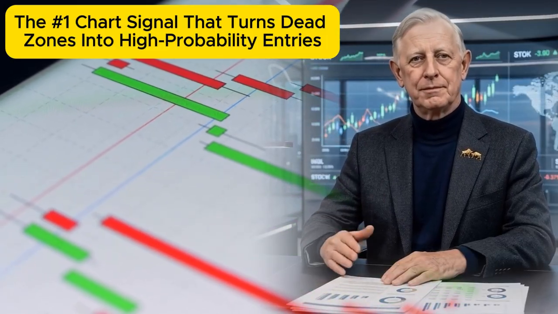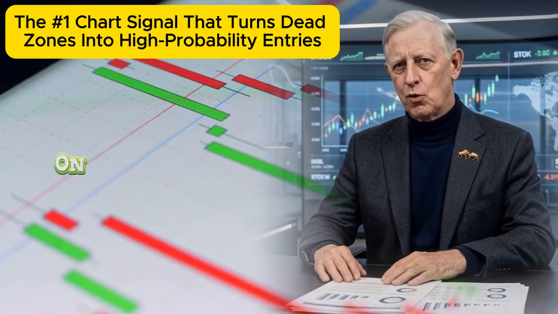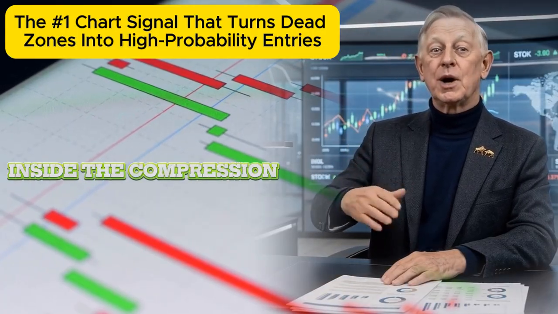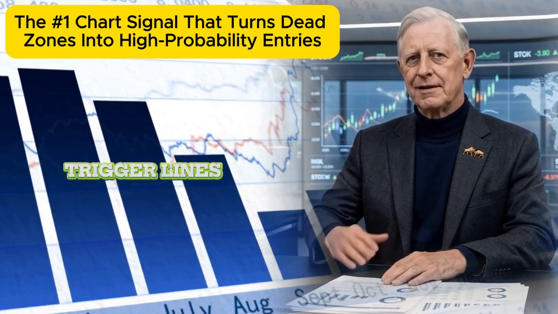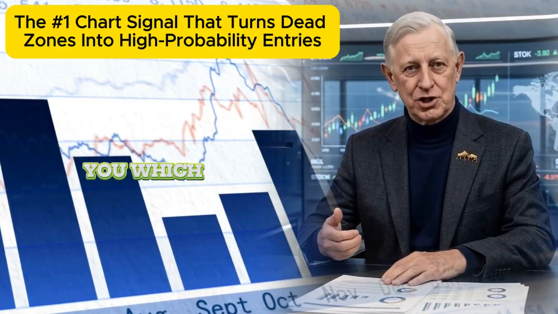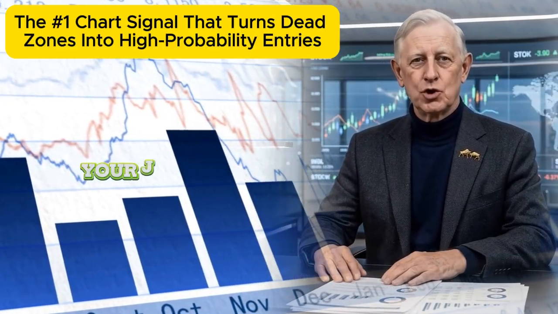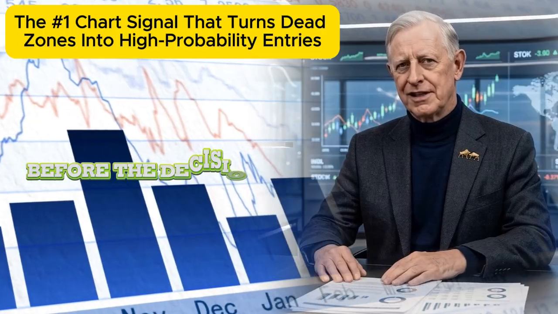Step 4. Draw 2 horizontal lines, one across the highest point inside the compression zone and one across the lowest. These are your trigger lines. The market is about to tell you which direction it chooses. Your job is to mark the choice points before the decision is made.